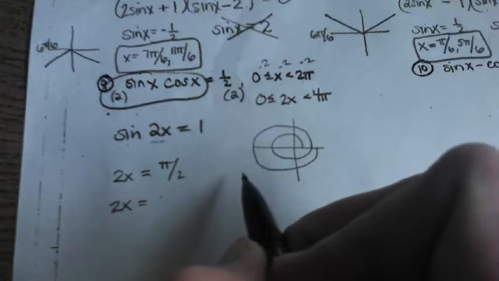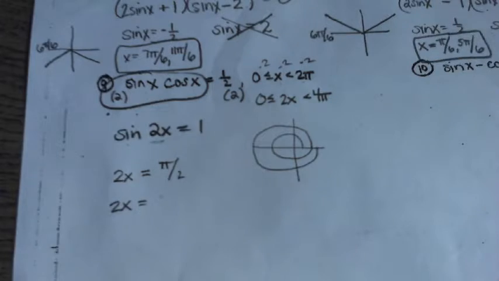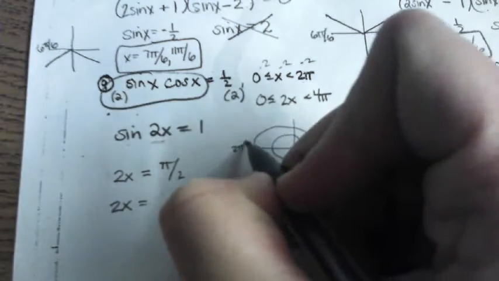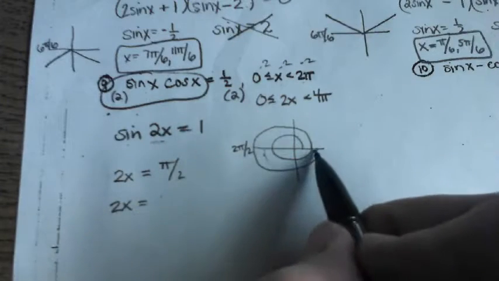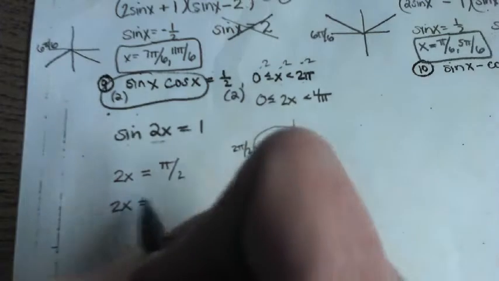2 pi over 4? Did you say 2 pi over 4? 2 pi over 4 is the same thing as pi over 2. So do it this way. Label this 2 pi over 2. So this is 4 pi over 2. So this is 5 pi over 2.